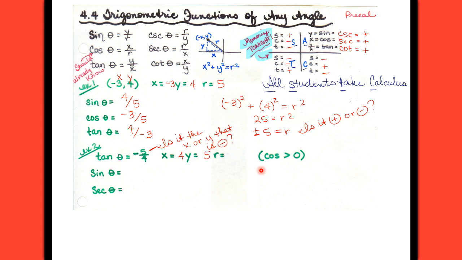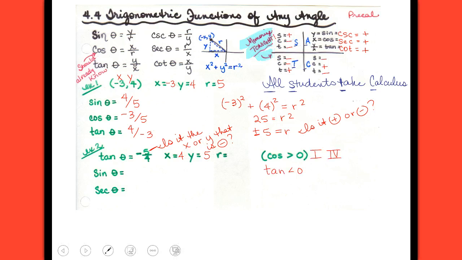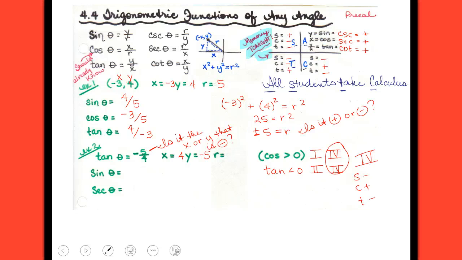Okay, so let's think about coming back up here to the chart that we built. In what two quadrants is cosine positive? 4 and 1, all right? Then we also know that tangent is a negative 5/4, right? That was a given. So in what two quadrants is tangent negative? 2 and 4. So what quadrant am I in? 4. Look at that one more time. They told me that cosine was greater than 0. That only happens in the first and the fourth quadrant.